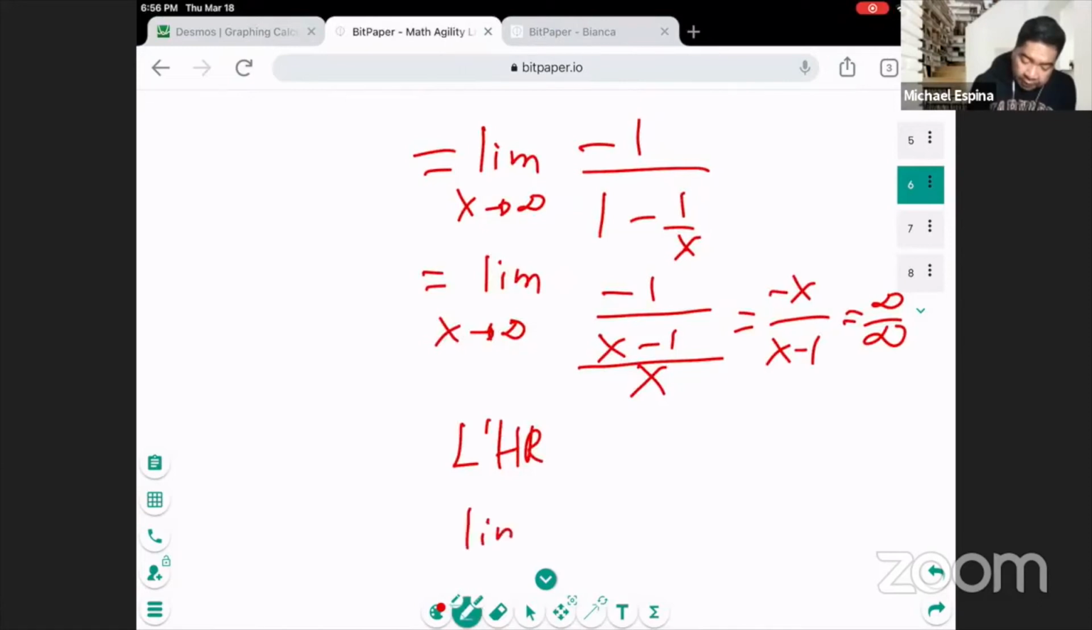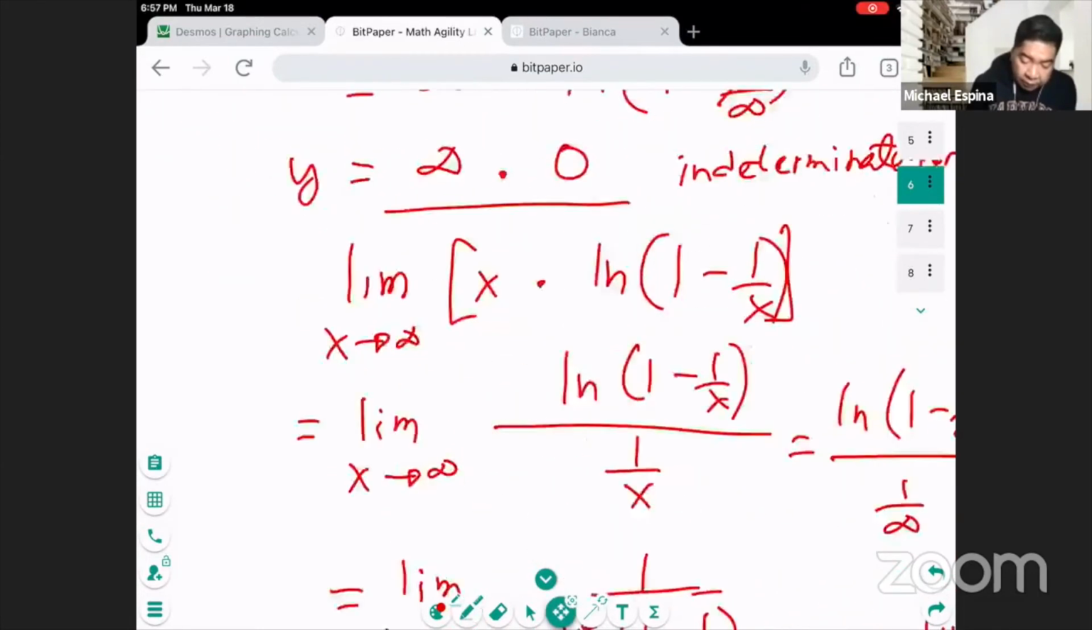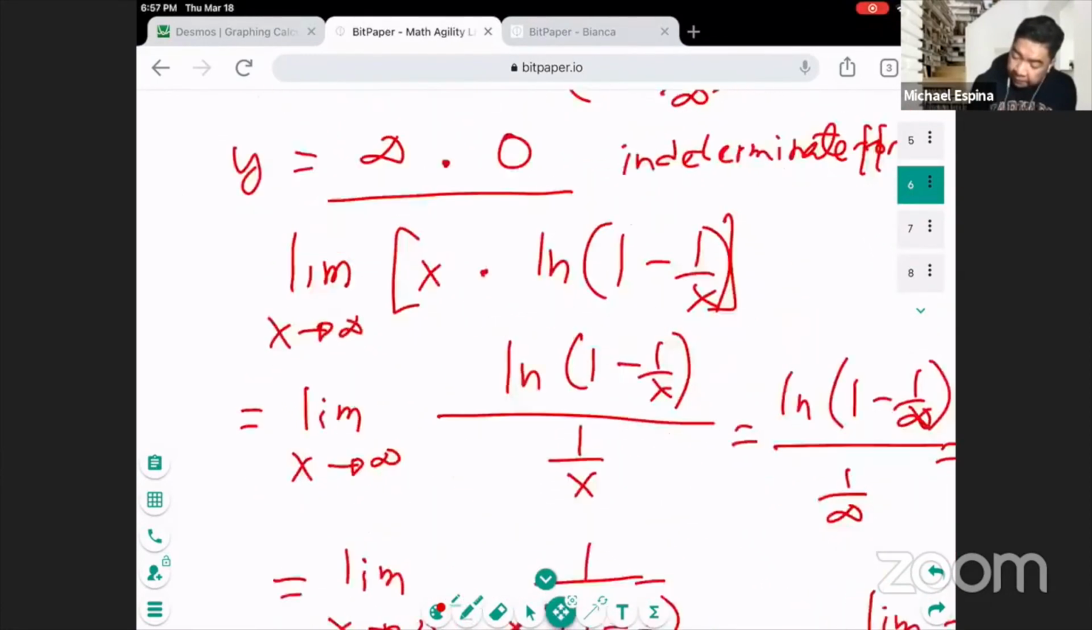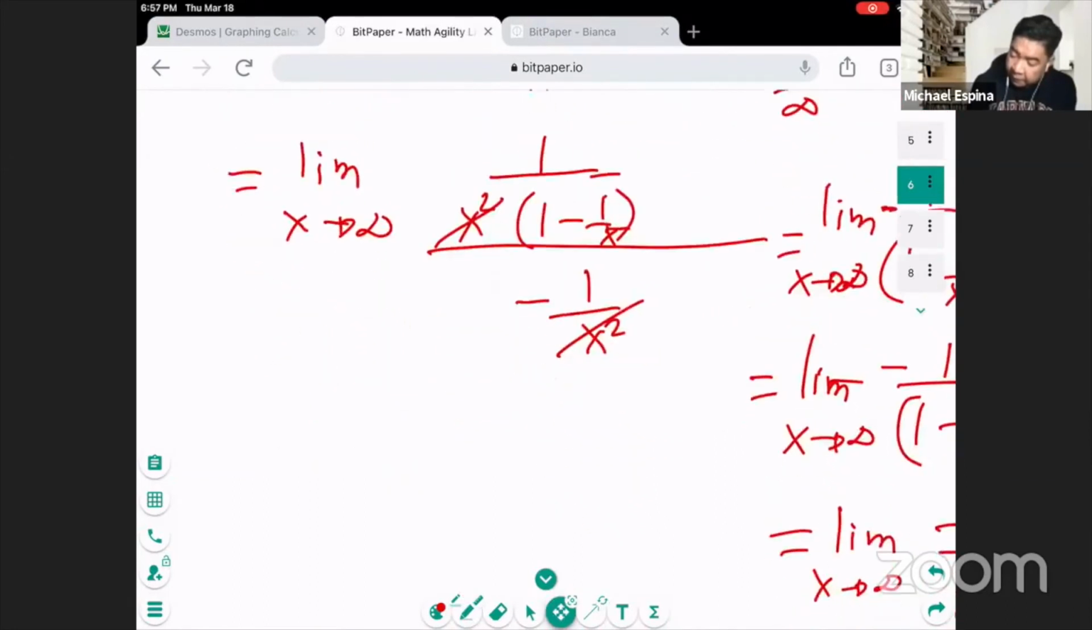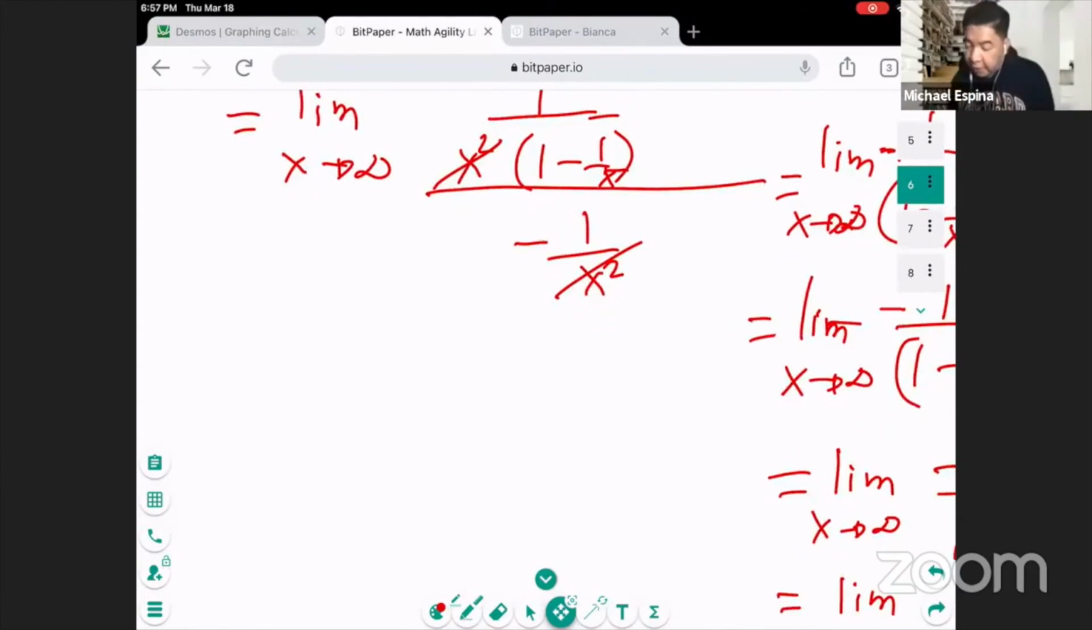So the limit, let's write it again here: negative x over x minus 1. Since we need L'Hopital's rule, this will become negative 1 over 1. So essentially, our y is equivalent to y equals 1. So let's substitute. Our y is equal to 1.